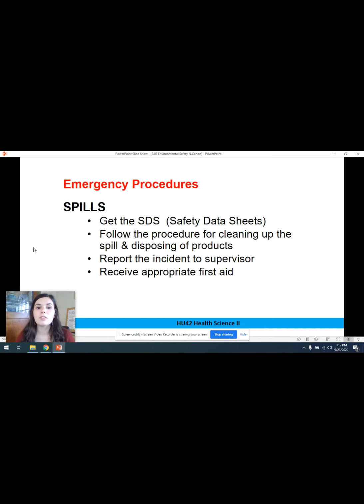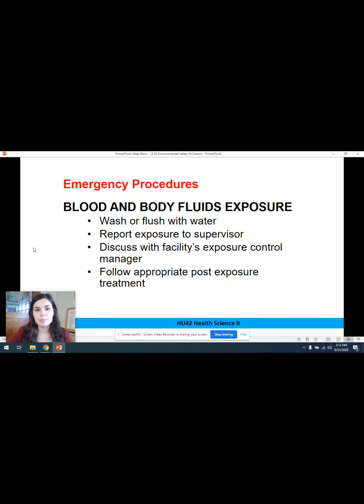It lists all of the special cleaning procedures and how to dispose of the product, and you need to follow that SDS to a T when you're handling hazardous materials that you're unfamiliar with. You should also always report any spill to your supervisor just in case it were to ever be an issue later down the road so that they know about it. And if you got anything on you and you got it in a cut or you got burned from anything, you always want to make sure that you receive the appropriate first aid.